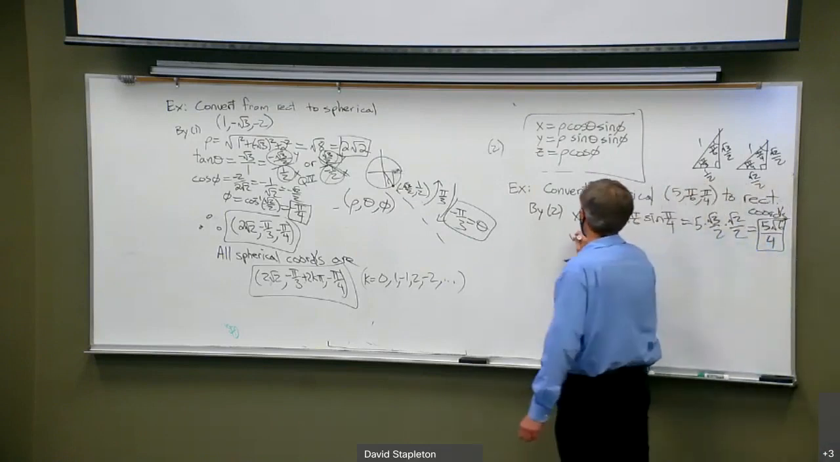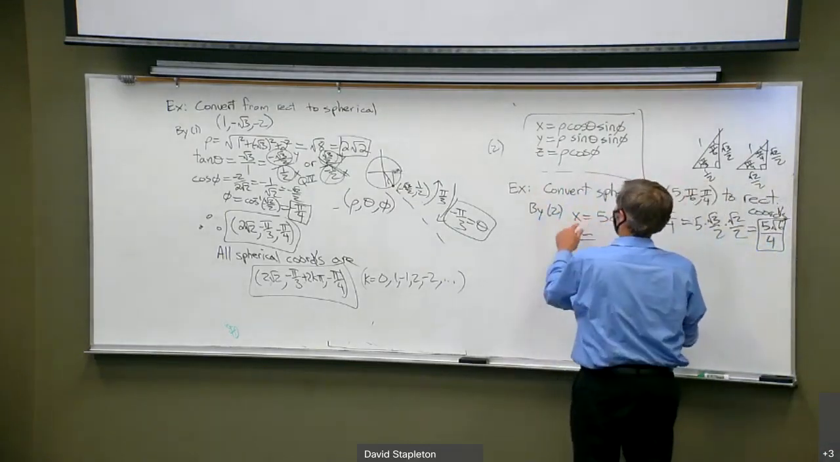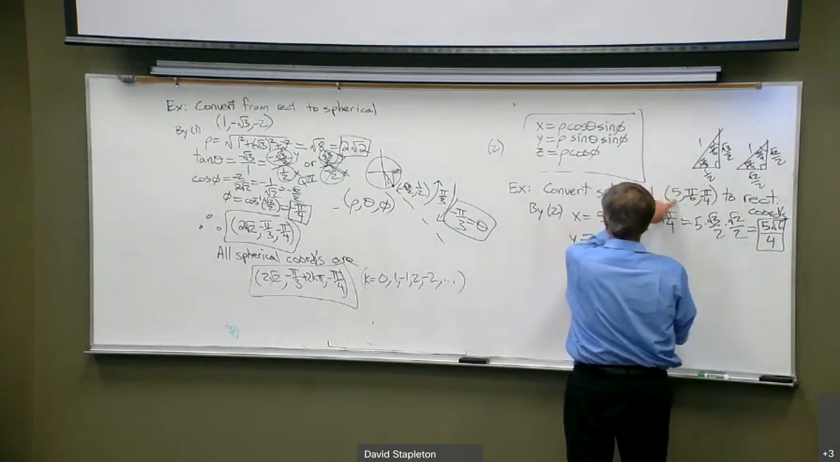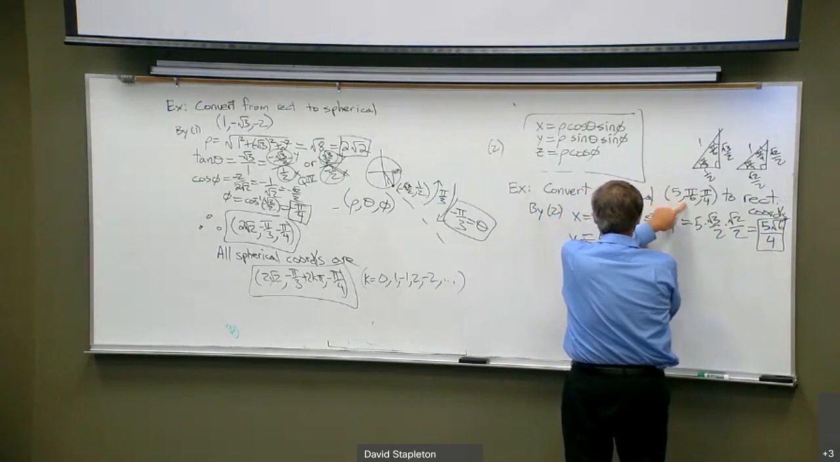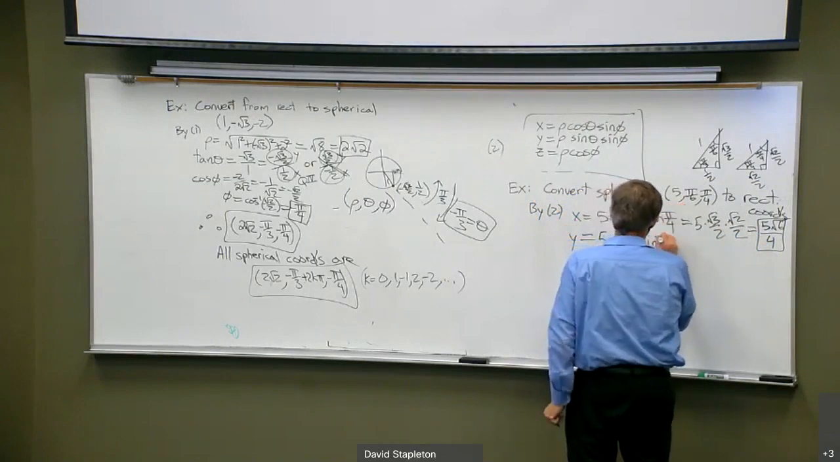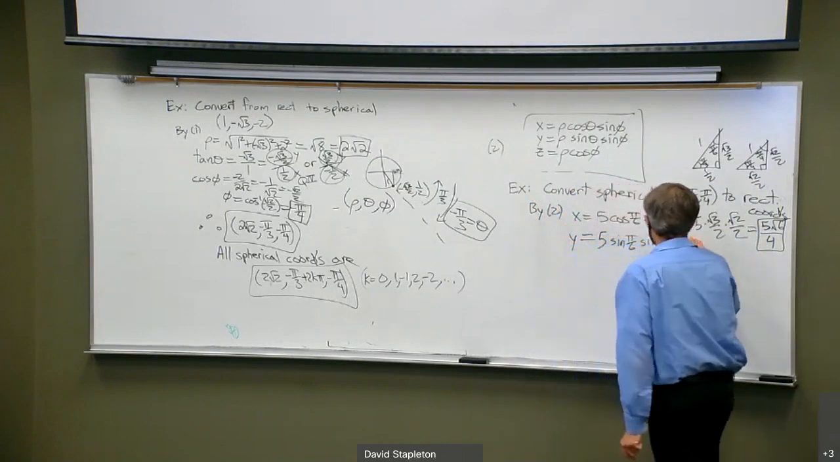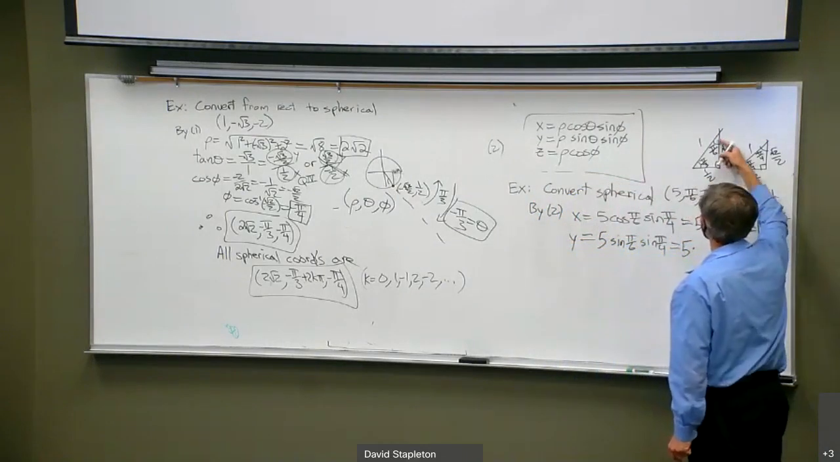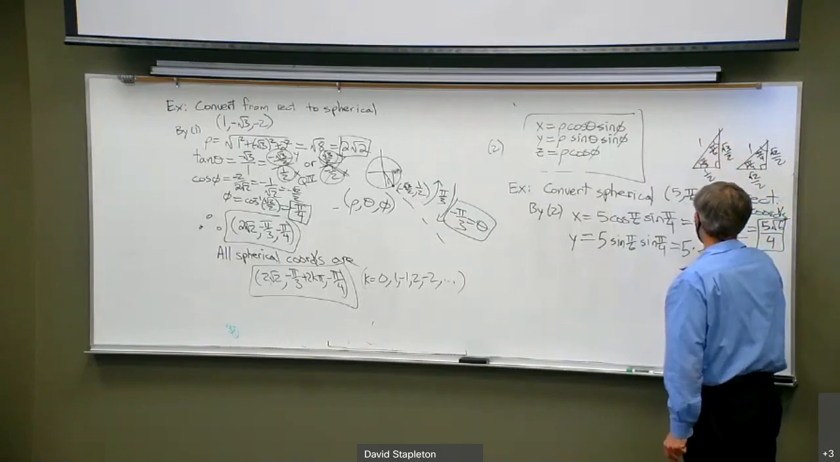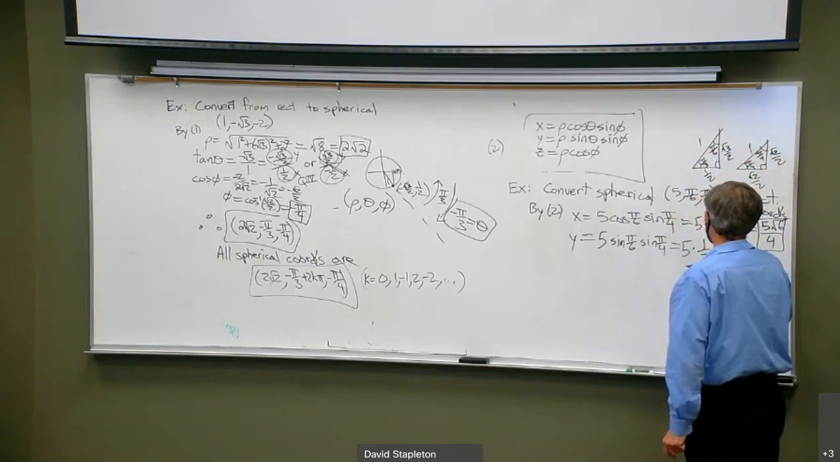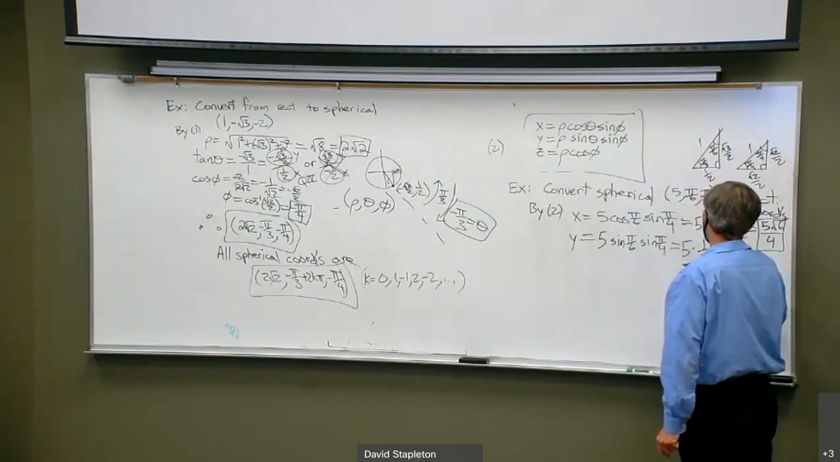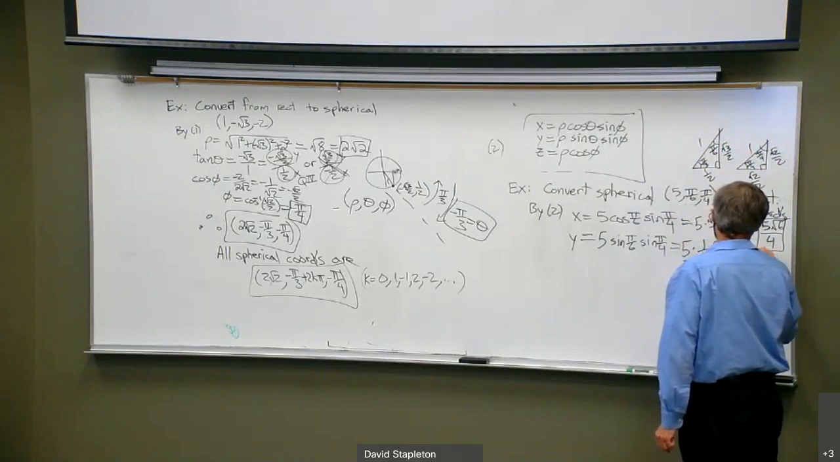Similarly, y is rho, first coordinate 5, times sine theta, sine pi over 6, times sine phi. It becomes 5 times sine pi over 6, which is opposite over hypotenuse, now 1/2. Sine of pi over 4 is again square root 2 over 2. And this time we get 5 square root 2 over 4.